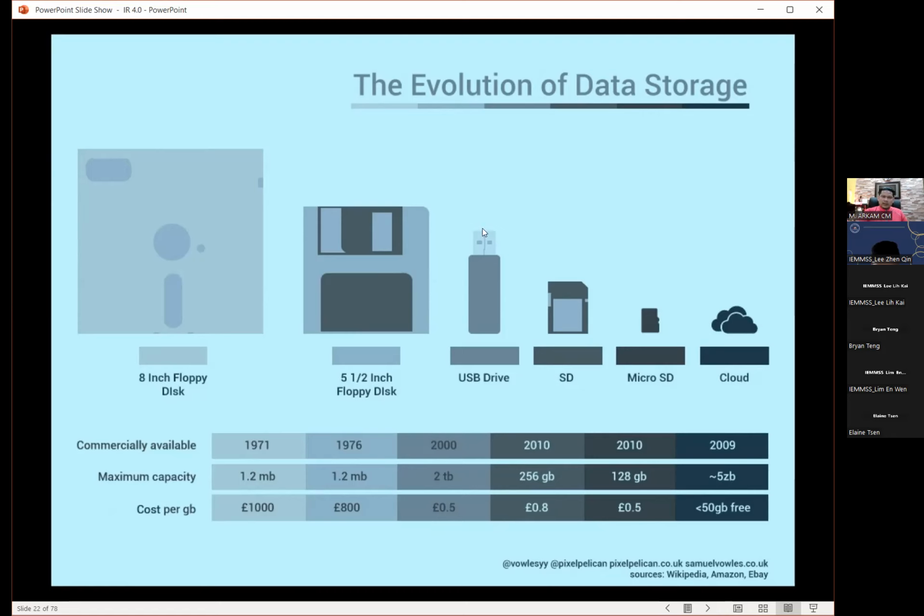And then the USB drive comes in about 2 terabyte starting from year 2000. And then we start to have the SD card, micro SD, and now we have the cloud starting from 2009. And in your era, I think somewhere in 2010 going towards, you can see all this, but you cannot see the previous floppy disk, which is quite big, 8 inch, as you can imagine how big it is.